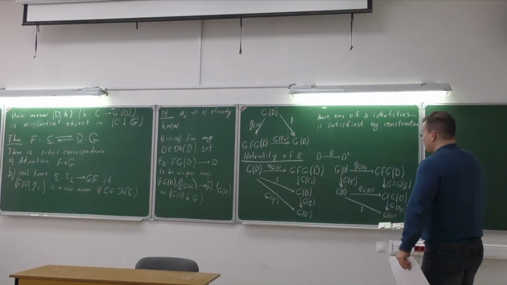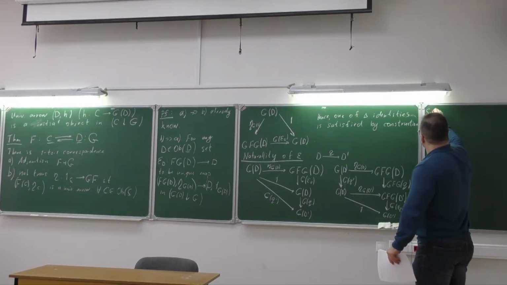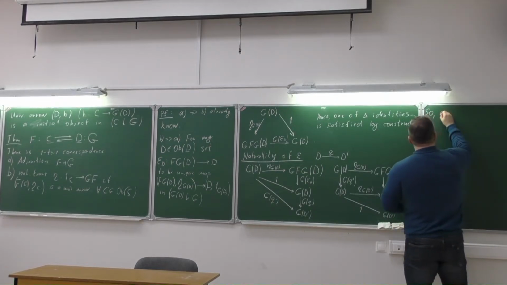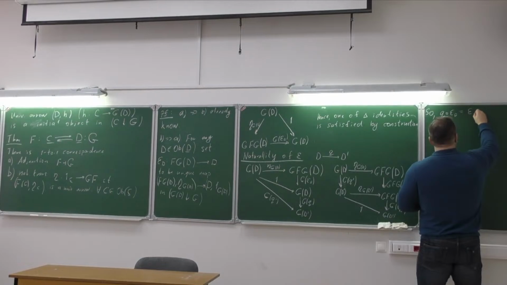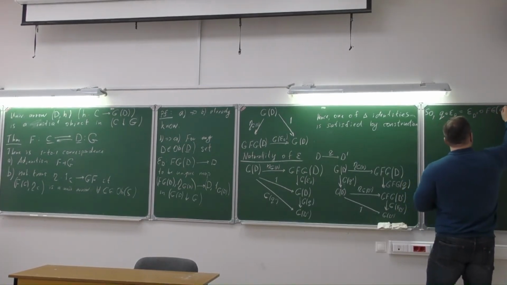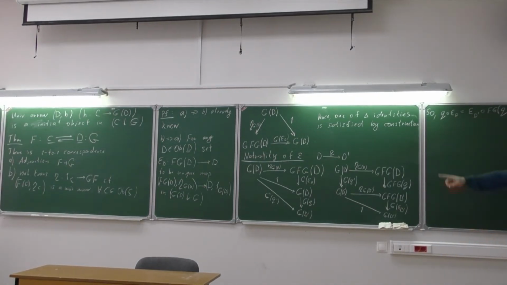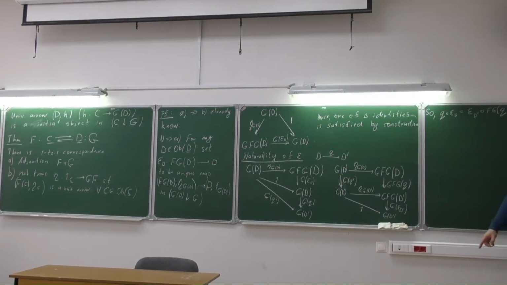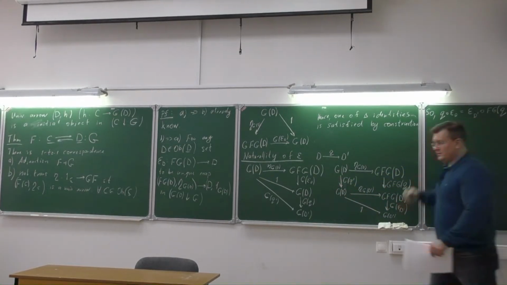Okay, so now if I look at these two diagrams, I can conclude that Q composed with epsilon sub D is equal to epsilon sub D prime composed with F G of Q. So this is a conclusion that I can see looking at these two diagrams. So maybe let's pause for several seconds. Do you see how we can look at this diagram and draw this conclusion?